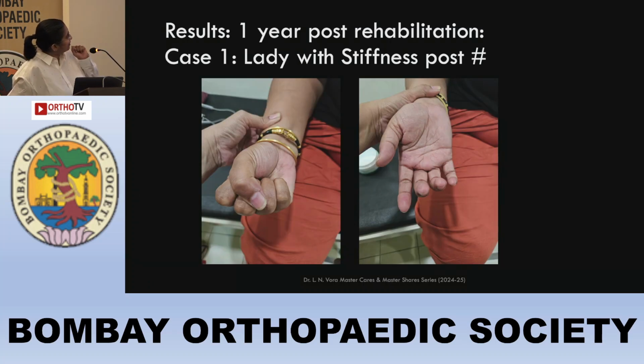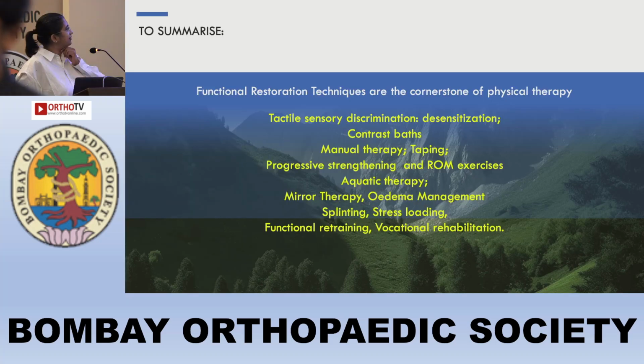And this was one case which had a lower end Achilles fracture, had a lot of stiffness and pain, and now she's back to playing tennis. She's gained full range of motion. Her hand looks absolutely normal. And so for me, functional restoration techniques are the cornerstone of physical therapy. So to summarize, these are all the techniques that I normally advise and we practice at the clinic.